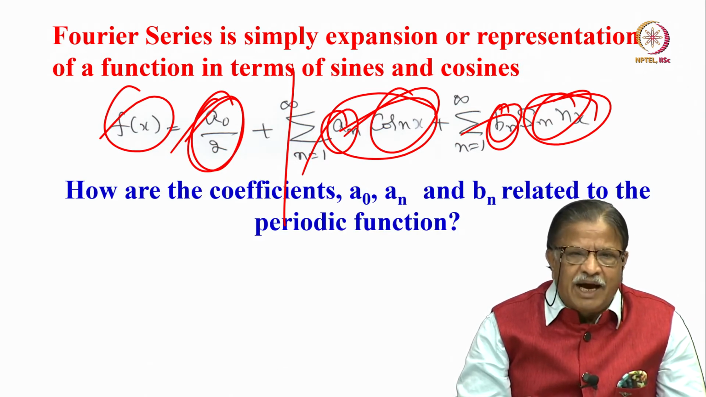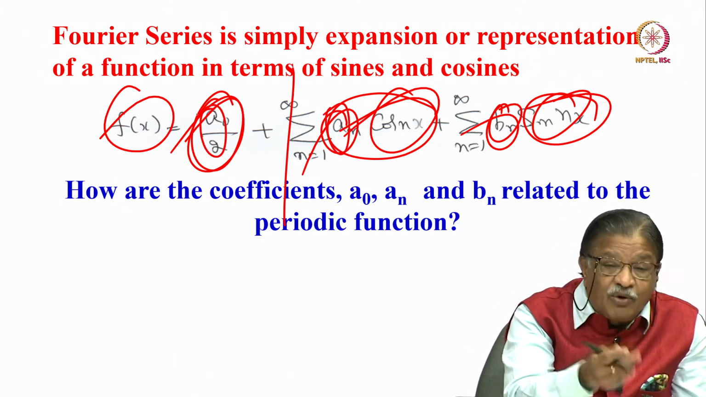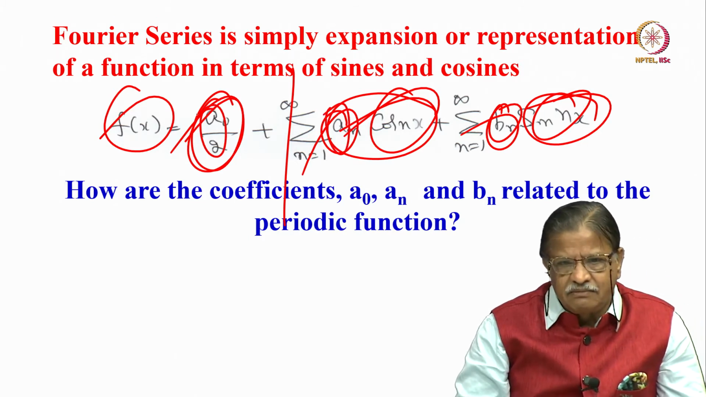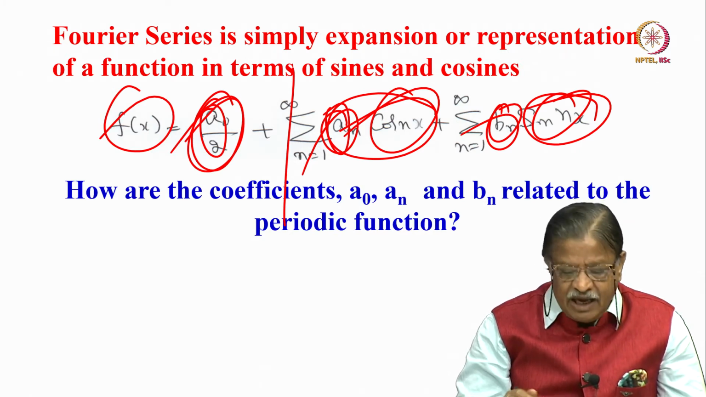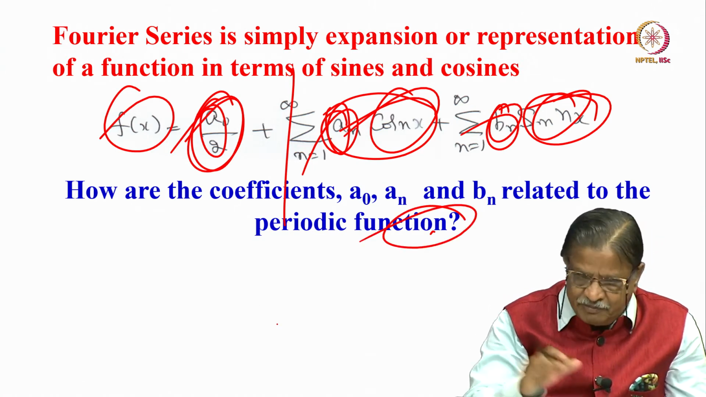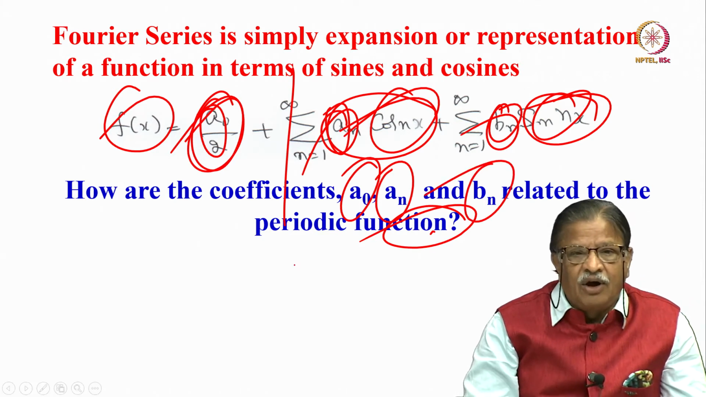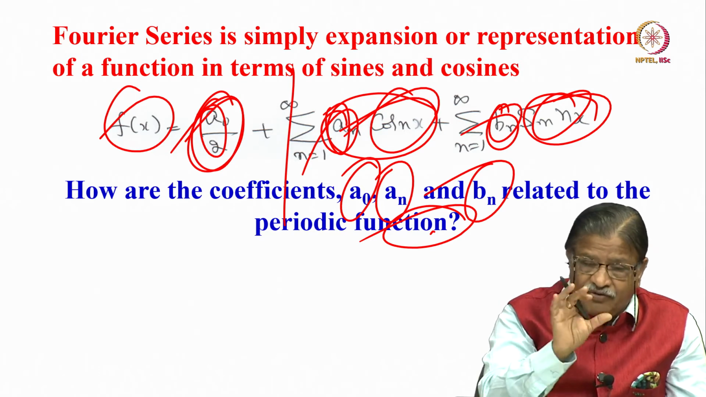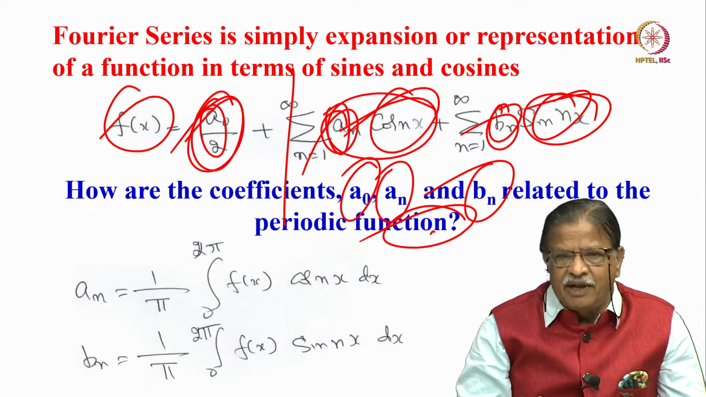Now, the question you may ask me is, I can represent by sines and cosines, but what are these coefficients? How do we determine that? How are these coefficients related to the periodic function? It depends upon the periodic function. If I know the function and its periodicity, I can find out a0, an, bn, etc. All three we can find out. So, if I want to find out these coefficients, I should know the periodicity of the function.